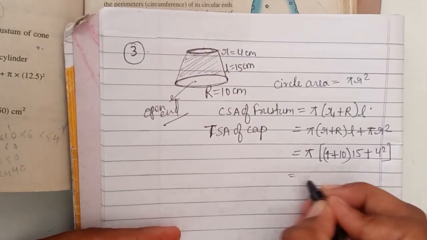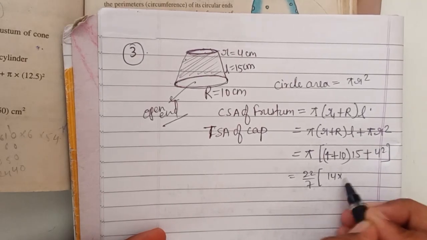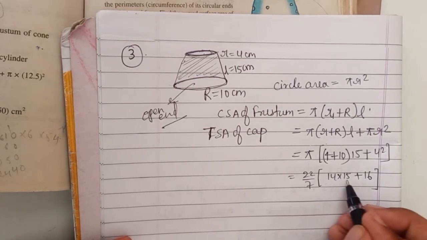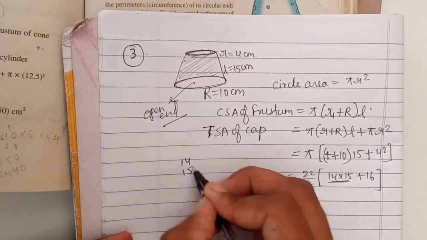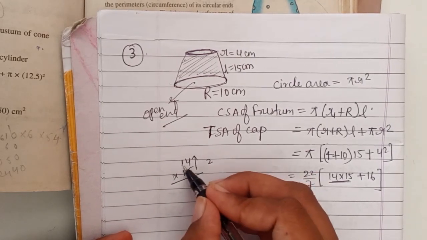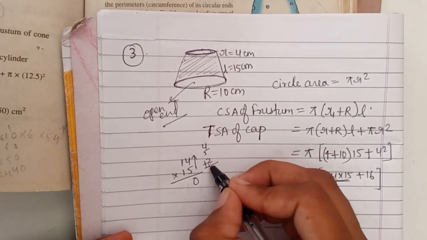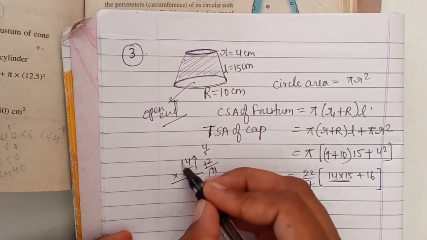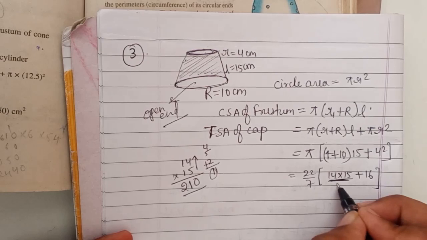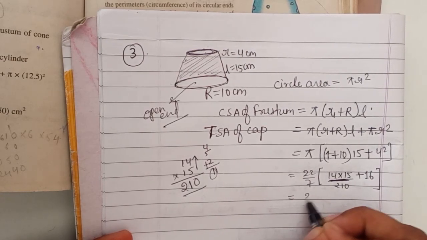Okay, now 22 by 7. Solving this, 10 plus 4 is 14, into 15, plus 4 square is 16. Okay, 14 into 15, the product of two-digit numbers. How can we do it? A very easy trick. Vertically, 5 4s are 20, 2 carry, 5 1s are 5, 4 1s are 4. Add all these: 9, 10, 11, 1 carry, 1 1s are 1 plus 1 is 2, 210. This is 210. Add on what do we have to add? 16.